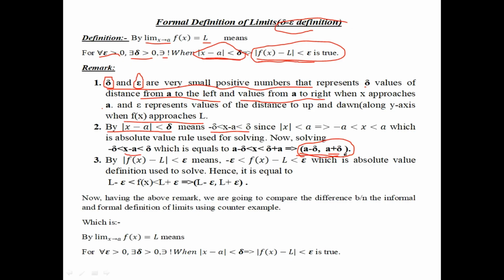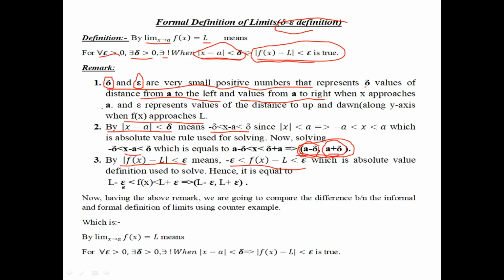This means that a plus delta represents all the values of x when x approaches a from the right. Again, a minus delta represents all the values when x approaches a from the left. The same is true for the absolute value of f of x minus L less than epsilon, which is equivalent to an expression using the definition of absolute value.